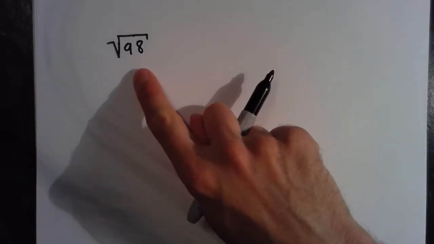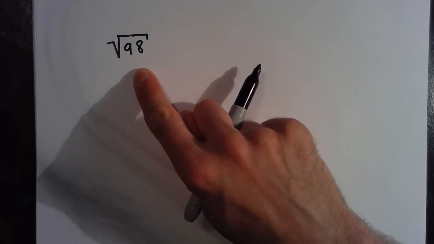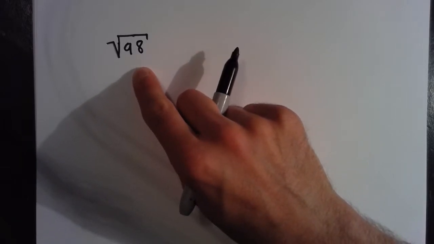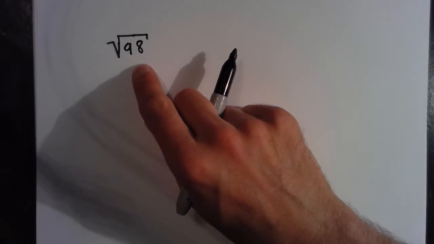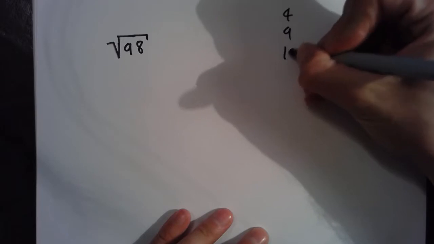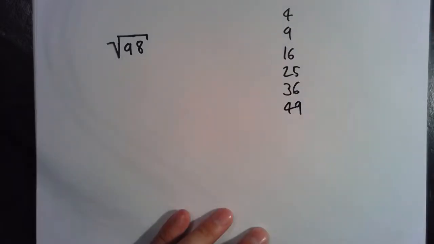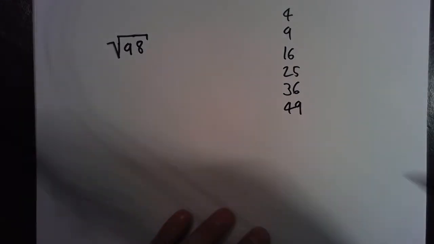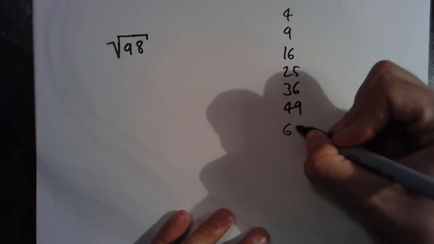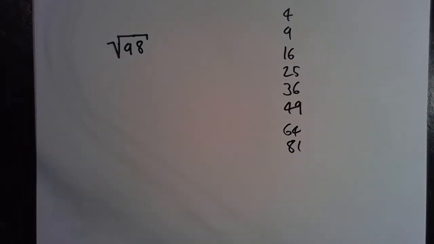So when we have something like this and we need to simplify it, what we need to do is work out which square numbers can be divided equally into this. So first I'll just write down the squared numbers. So it's 4, 9, 16, 25, 36, 49, 64, 81. There are more, but we'll just look at these ones for now. Often with something like this it can be a little bit trial and error.